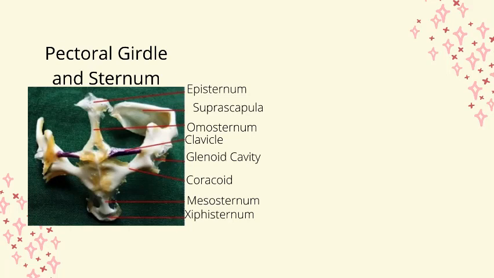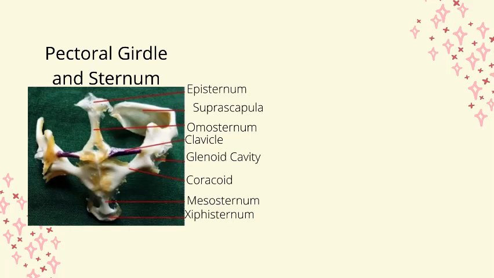The rod-like structure is the clavicle. Below it is called the coracoid. Beside and underneath is called the glenoid cavity. The sternum is the long vertical structure.